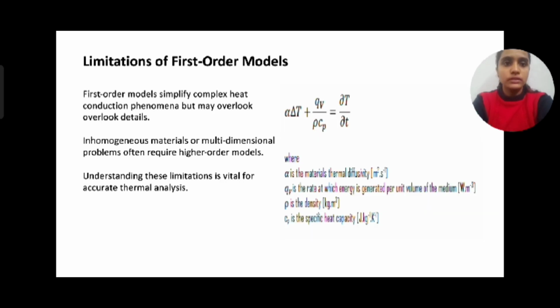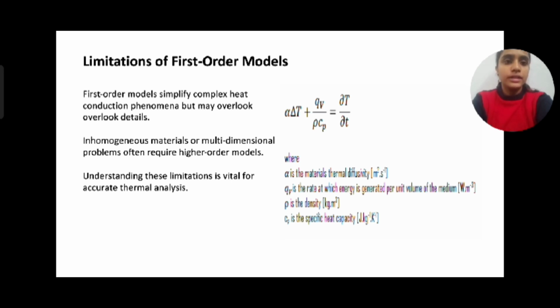Limitations of first order models. First order models simplify complex heat conduction phenomena but may overlook details in inhomogeneous materials or multi-dimensional problems, which often require higher order models. Understanding these limitations is vital for accurate thermal analysis.